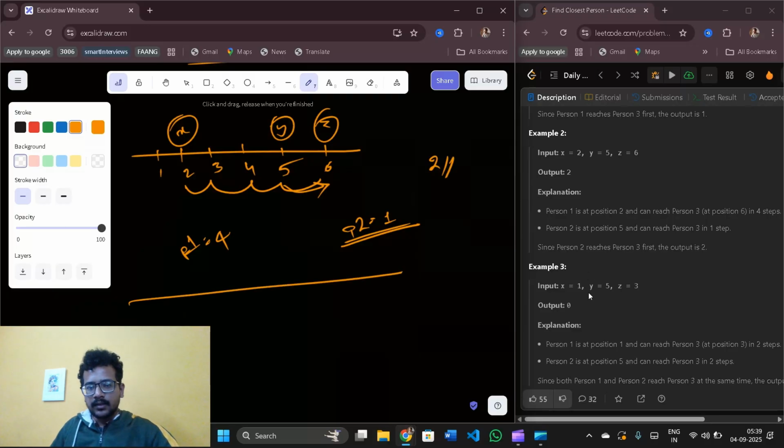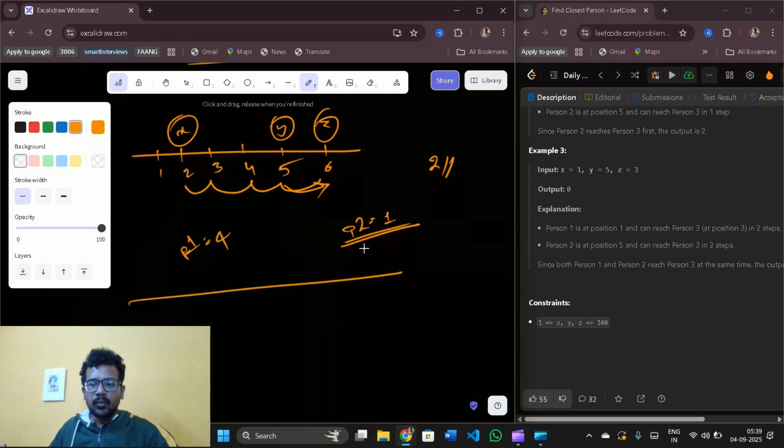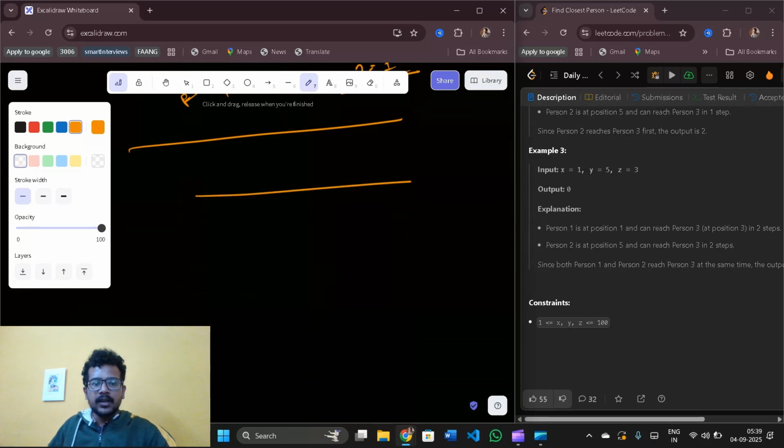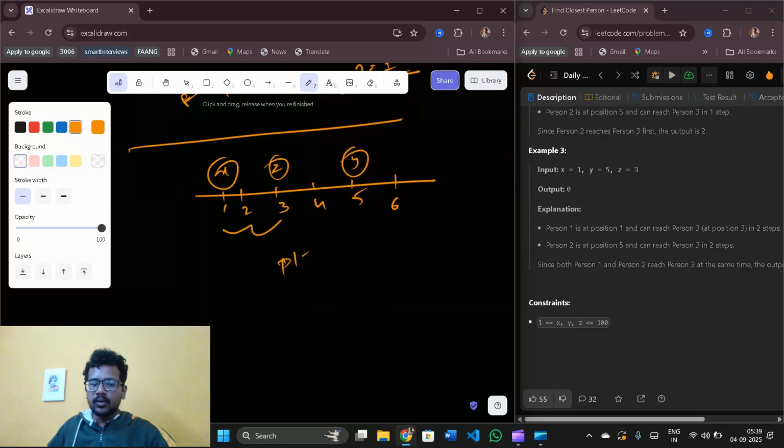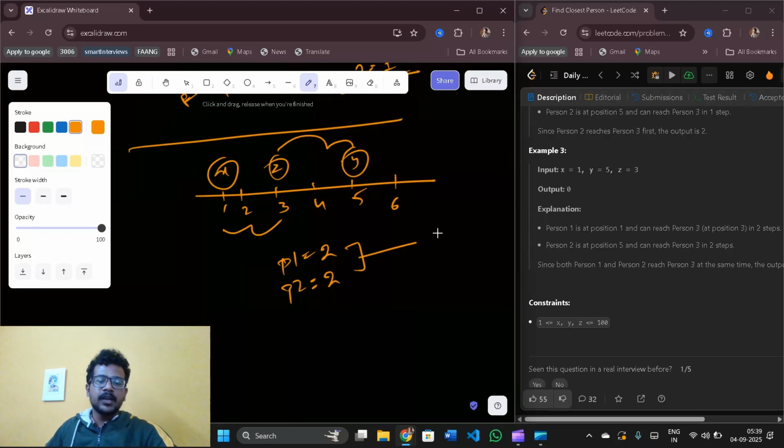Now let's look at the third example. X is equal to 1, y is equal to 5. Let's take this on a number line: 1, 2, 3, 4, 5, 6. X is at 1, y is at 5, and z is at 3. So x takes two units. So person 1 is equal to 2. Y takes 2, so person 2 is also equal to 2. Now, both are taking the same steps, so we'll return 0. If you see, 3 minus 1 is giving me 2 here. 5 minus 3 is giving me 2.